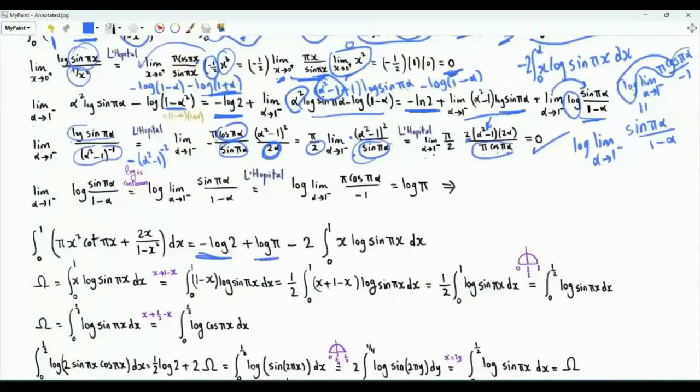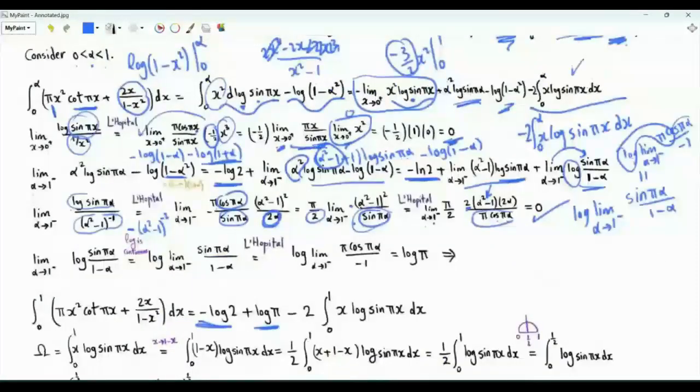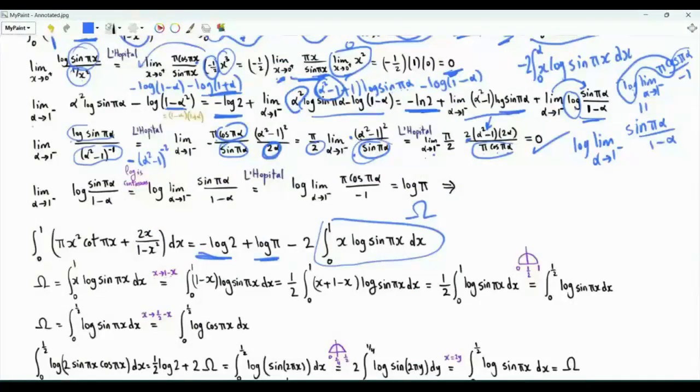We have the two terms, minus log 2 plus log pi, but we still have this integral here, the integral of x log sin(pi x) from 0 to 1. Let's call this integral big omega. If we replace x by 1 minus x, sin(pi minus pi x) is sin(pi x). This x is changed to 1 minus x. We can write omega as the average of these two integrals. That is, we sum them and then divide by 2. The advantage of this step is that when we sum the two integrals, x plus 1 minus x is equal to 1. Omega is 1/2 times the integral from 0 to 1 of log sin(pi x).